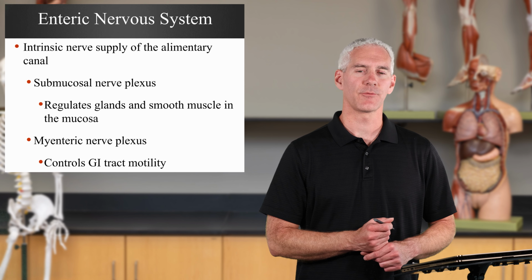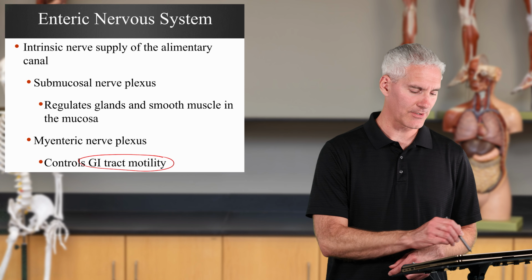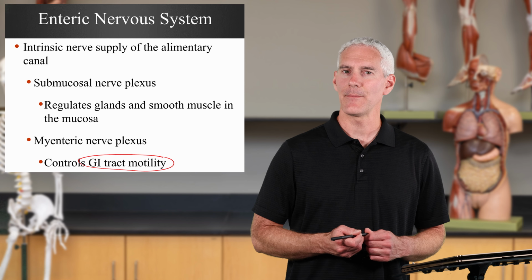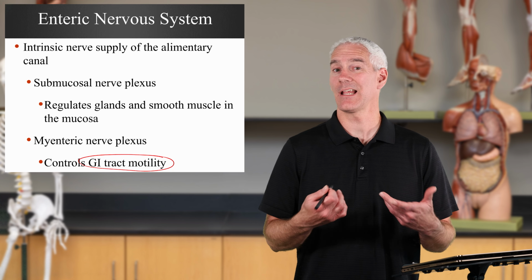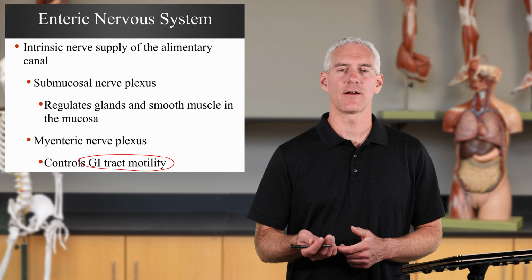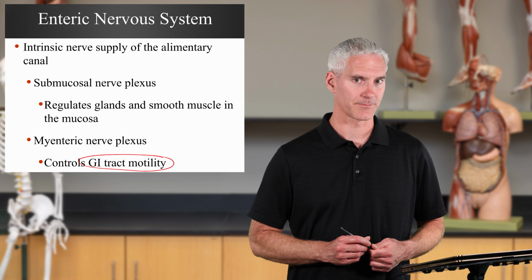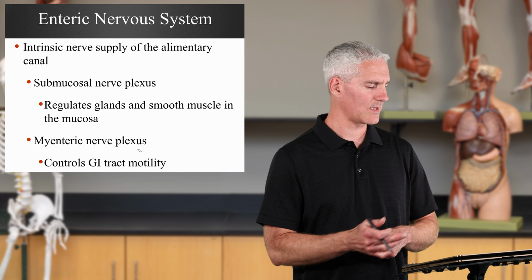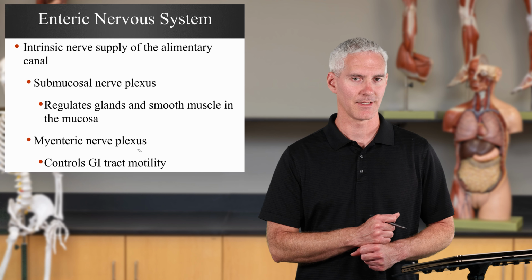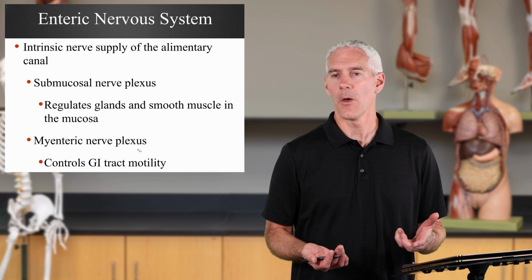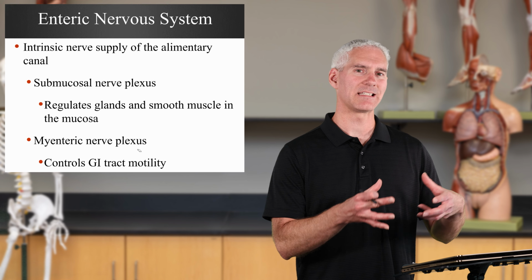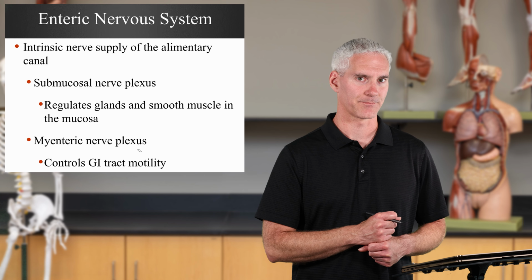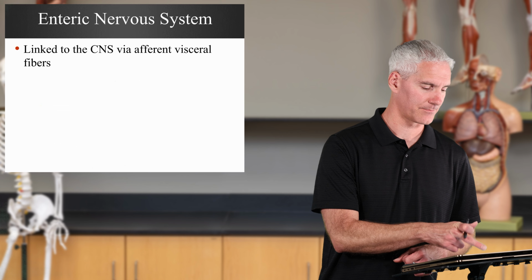So the myenteric nerve plexus controls more of the GI tract motility. That means it's controlling both the circular and longitudinal layers that are found in the muscularis externa. So this one, 2 different layers. With the submucosal nerve plexus, we have the myenteric nerve plexus. Each has its own jobs, but they're both part of this intrinsic nerve system, this enteric nerve system.